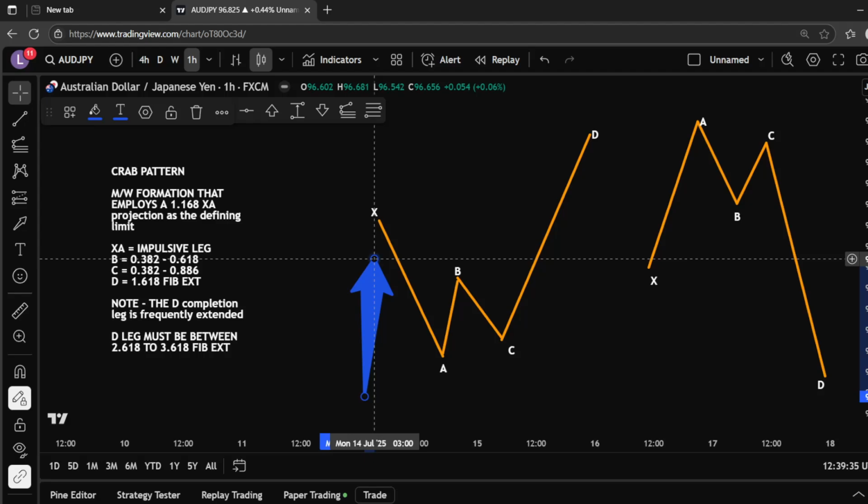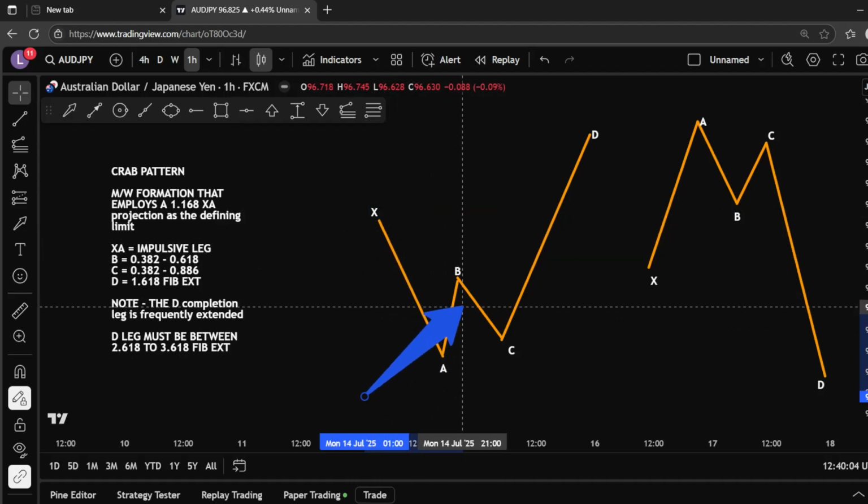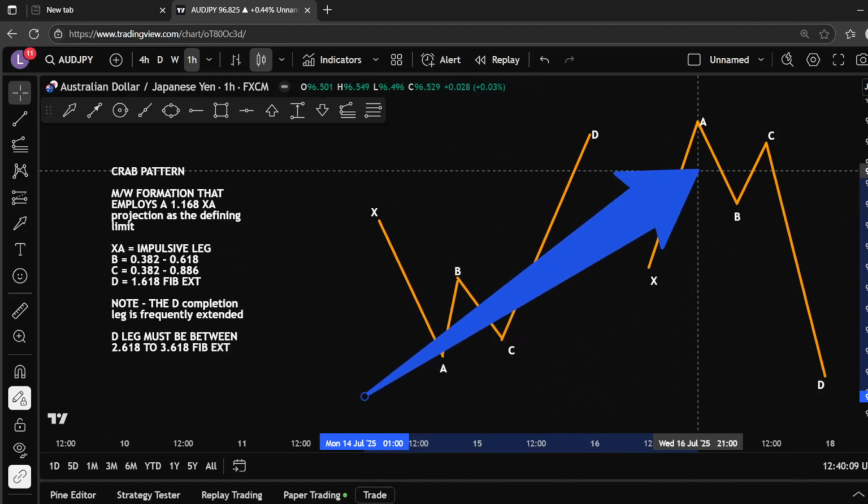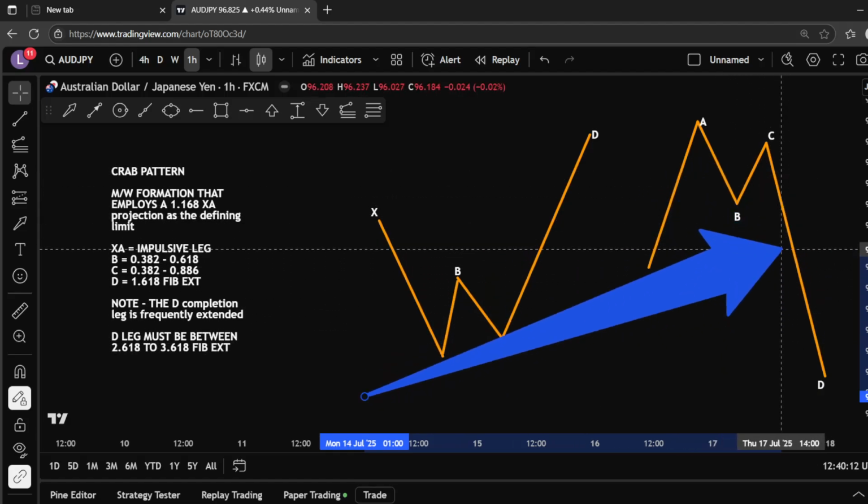So, today we are looking at a CRAB harmonic pattern. A CRAB harmonic pattern is an extension harmonic structure which consists of X, A, B, C, and D leg. The D leg is an extension, so it's always extended beyond the completion leg. The W pattern, which is this one here, is our bearish structure, and the M pattern is our bullish structure.